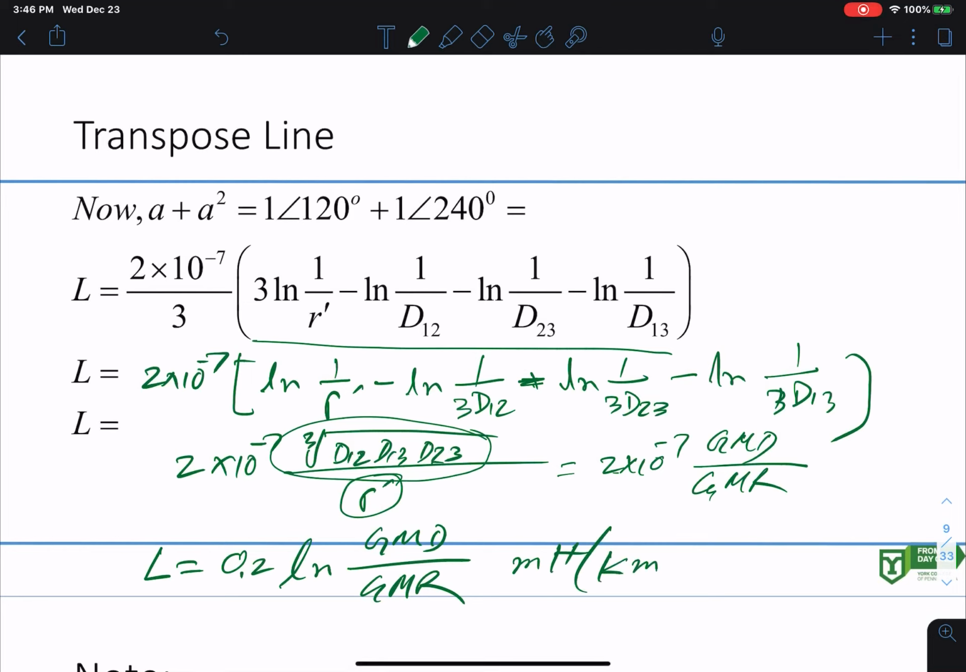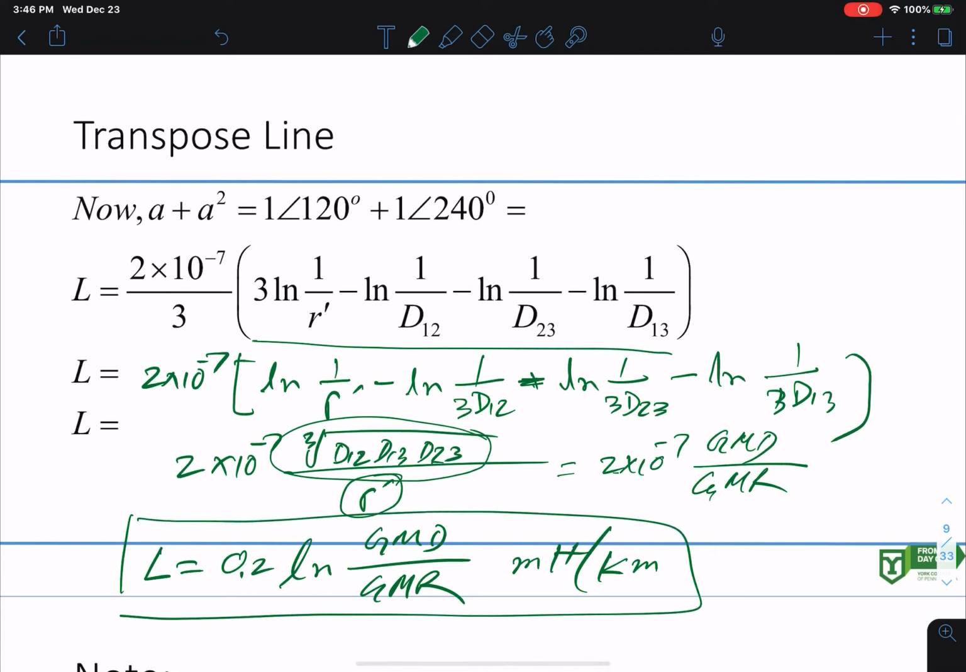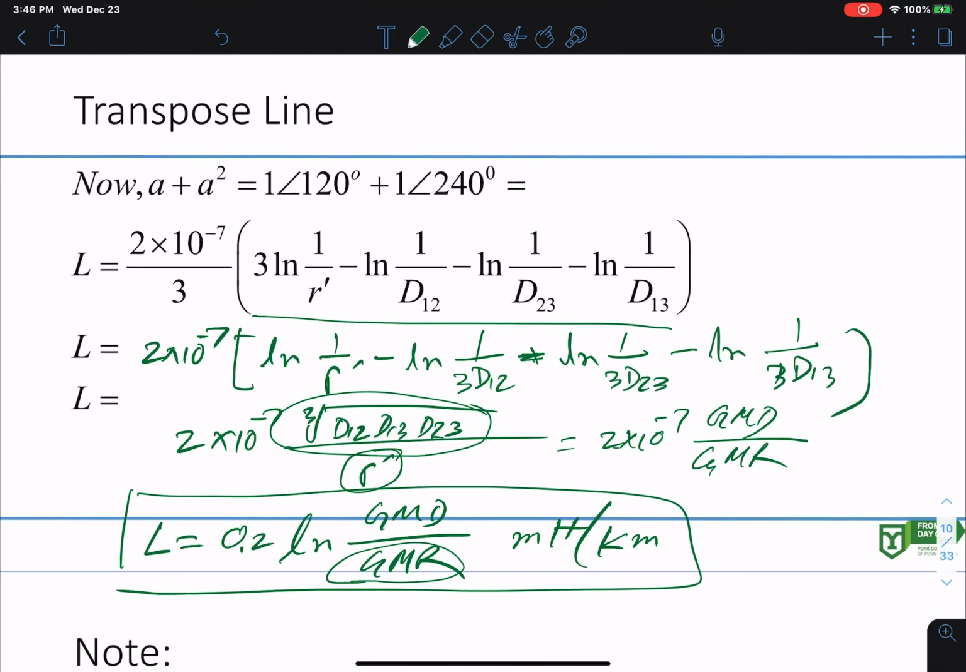All right. So that is the inductance for a three-phase line that is not symmetric. Again, GMD is the geometric mean distance between the three lines, and GMR is the geometric mean radius for the line, and we're assuming all the lines have the same radius, so we have the same GMR for all the lines. All right. That's all for this video today. We're going to do some problems in the class. All right.